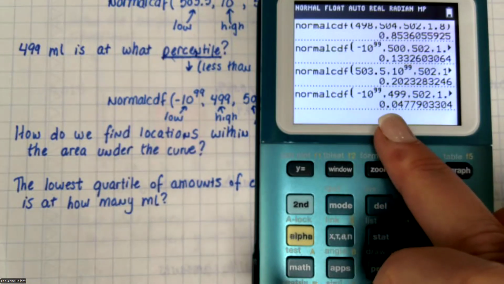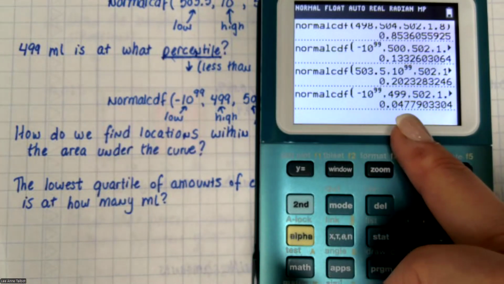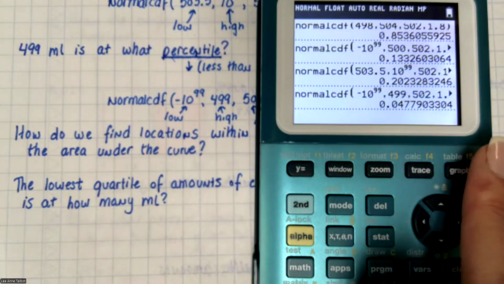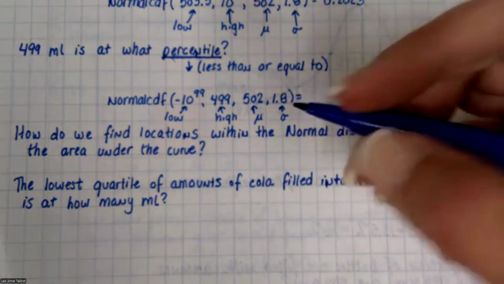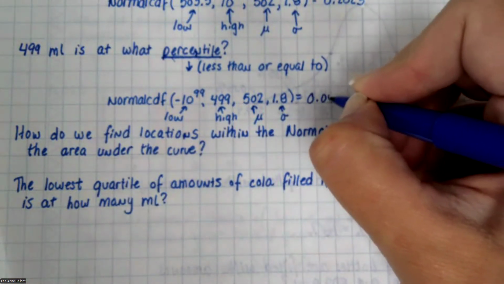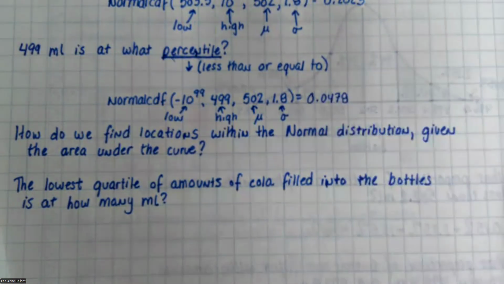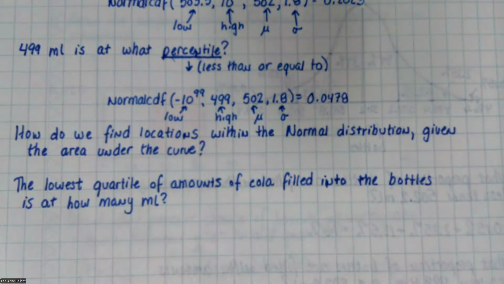Zero. 0.0478. Does that sound about right? Okay, so that's basically all of the normal CDF type questions you will be asked. Sometimes you'll be asked for between 2 points, sometimes less than, sometimes greater than, and then I threw that percentile in there just to revisit 2.1A's definition of percentile.